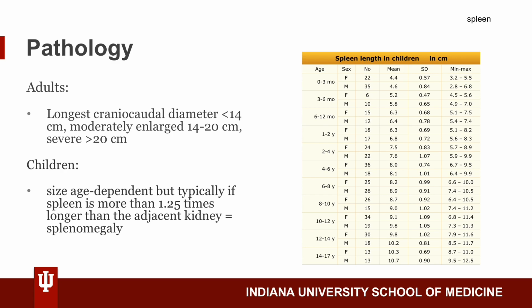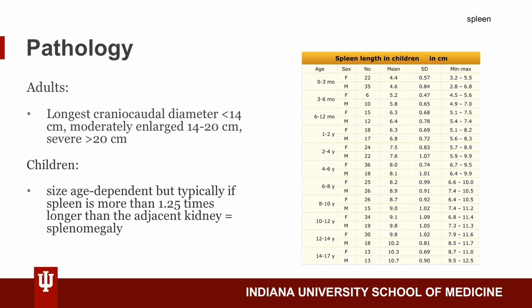In children, when you scan the left kidney, if the spleen is more than 1.25 times longer than that kidney, then you can also call splenomegaly, which is quite interesting. For completion's sake, in a pediatric scan you would also want to do a renal scan, which I will not be discussing in this PowerPoint for time's sake.